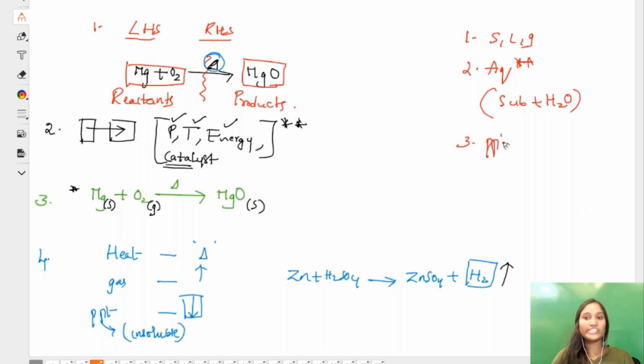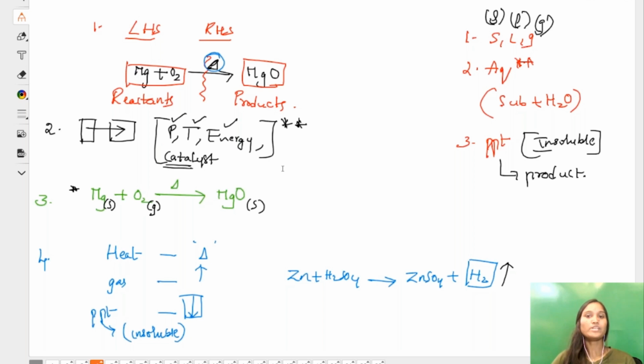Number 3, ppt. What does it mean? What does it represent? It represents precipitate. What is precipitate? Precipitate is something which is insoluble. Remember, precipitate is always a product. Precipitate is never a reactant. Insoluble material which is formed after reaction is called a precipitate. Right, guys? Now, third one. If it is solid, you represent it as small s, liquid small l, gas small g. These are the physical states which we have to understand.